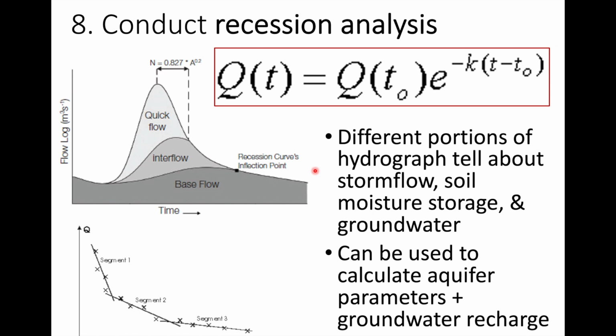Again, we can fit this sort of equation to the falling limb and base flow periods of our hydrograph. We can use those to understand how quickly storage is draining in the watershed. Making certain assumptions, we can actually calculate aquifer parameters from this. We can also think about shifts in this recession behavior as reflecting groundwater recharge. Now, there's a whole lot of details underneath what I just said, and we're not going to get into it. But if you wanted to use streamflow data to understand groundwater in a watershed, recession analysis is a great tool that you have available.